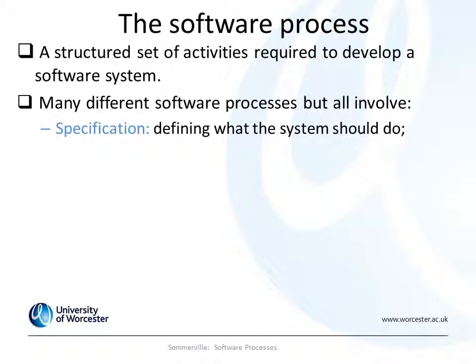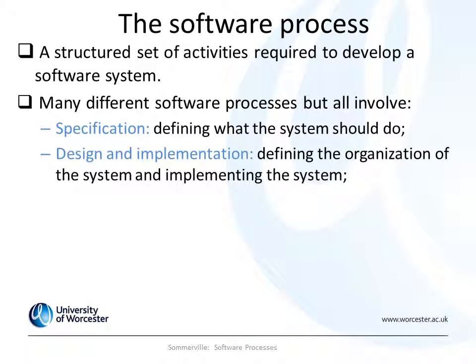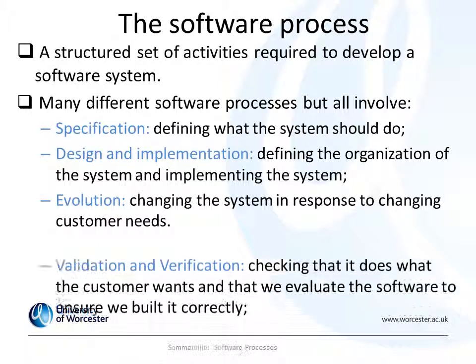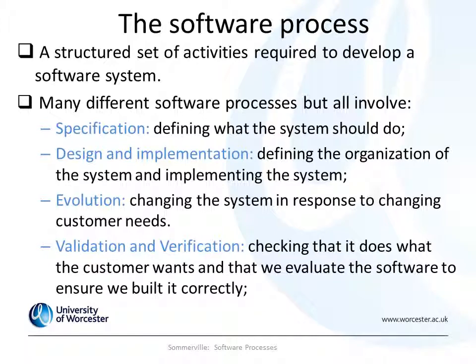First, you have specification, which defines what the system should do. Then you have design and implementation, defining the organisation of the system and implementing the system. You then have evolution, changing the system in response to changing customer needs. You also have validation and verification. Validation checks that it does what the customer wants. Verification evaluates software to determine whether the product of a given development satisfies the condition imposed. In other words, have we built it right, and have we built what was required?